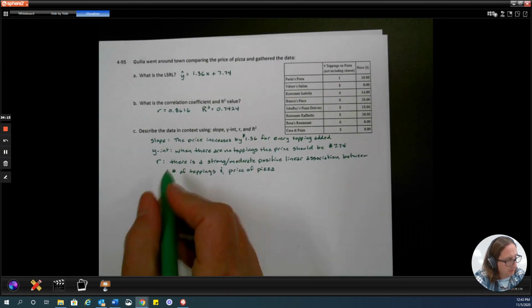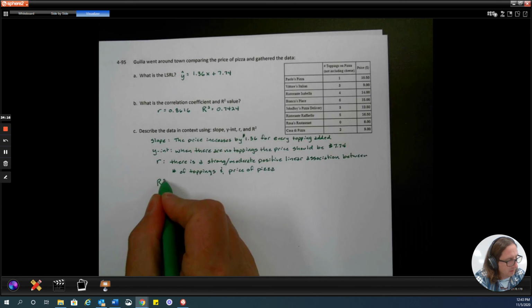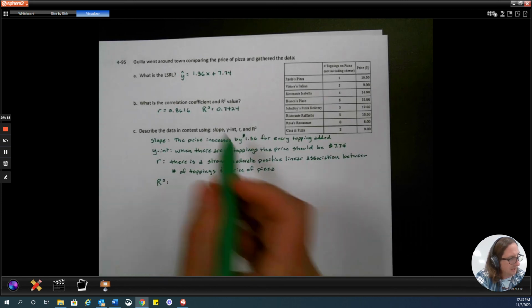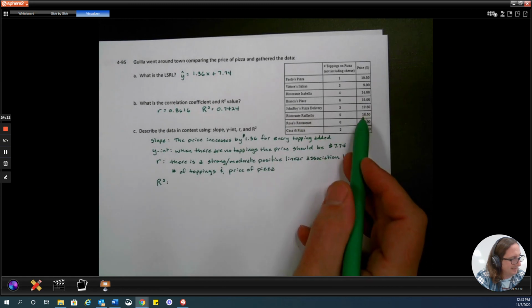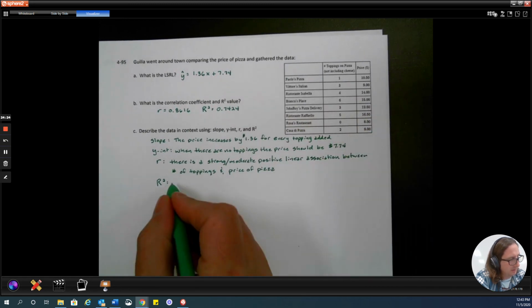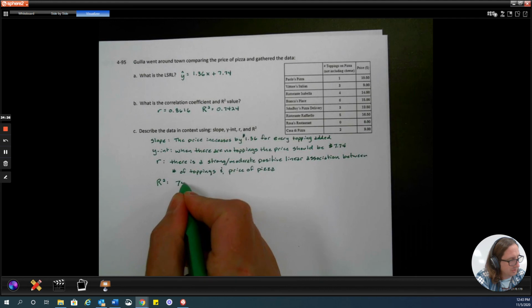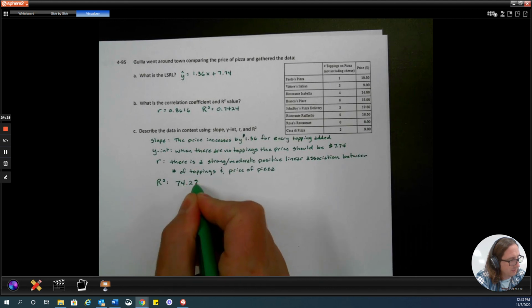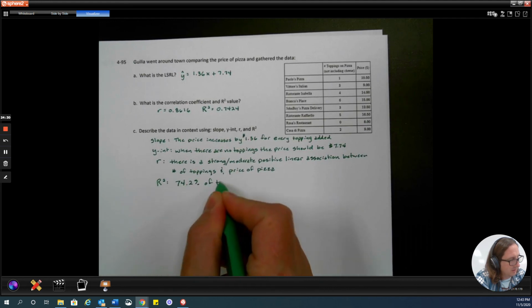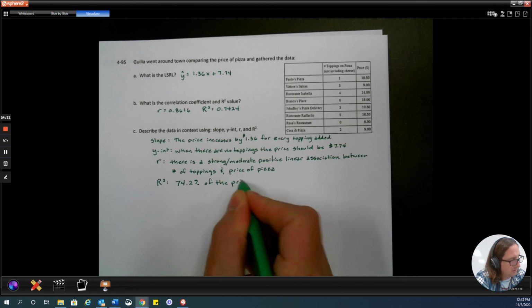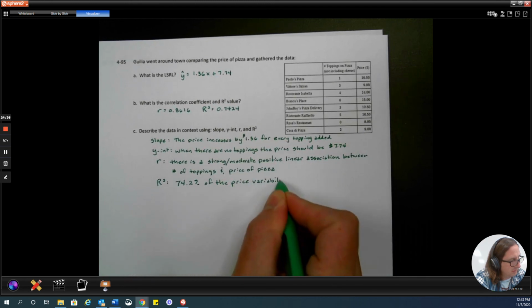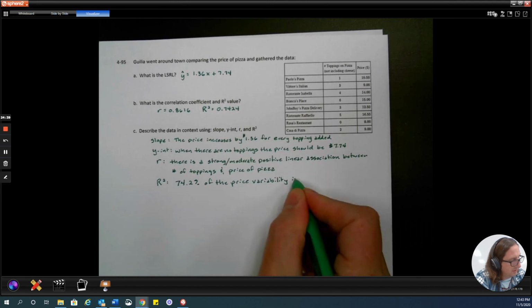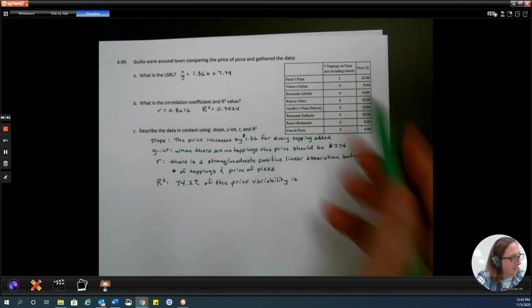And finally, we've got our R squared value. Our R squared value is saying that 74% of the price variability, so 74.2%, is due to the number of toppings on the pizza.